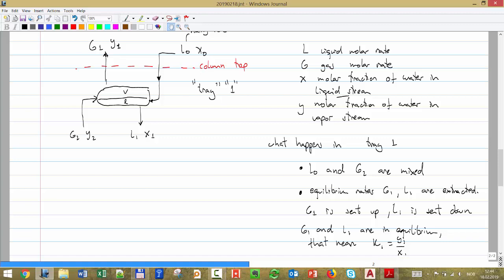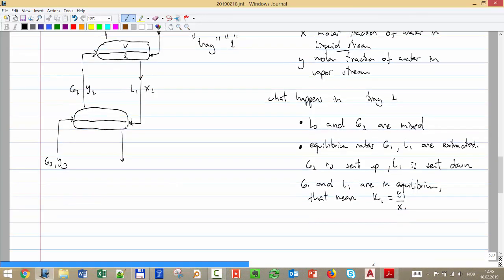What happens now with the second tray? The second tray, we do exactly the same. We take out this liquid, we mix it with some gas coming from below, that we're going to call G3. We drain the gas up and the liquid, take it down to the next tray. So that will be L2 and X2. And this is tray number 2.